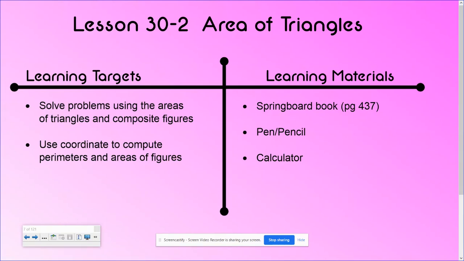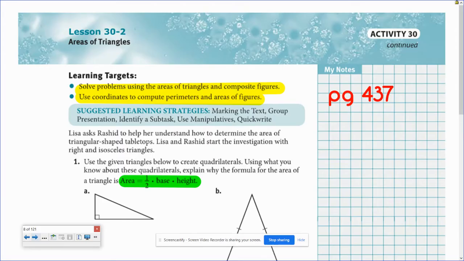Welcome back for lesson 30-2, where we're going to be talking about the area of a triangle. So we're going to be solving problems using the area of triangles and composite figures today. Make sure on your Springboard book, we are starting on page 437. You'll probably need a pencil and you probably want a calculator for today to help you with some simplifying things.